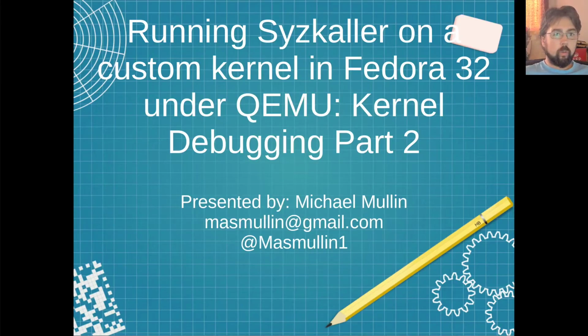Hi everyone, welcome to my part 2 presentation on debugging the Linux kernel. Today we're going to get Syzkaller up and running and fuzzing a custom kernel on Fedora 32 running under QEMU, or on top of QEMU, however you want to state it.